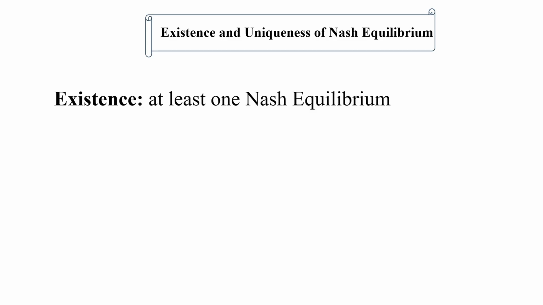Existence and uniqueness of Nash equilibrium. Existence: at least one Nash equilibrium will be played. It is proved that in any given game with a finite number of players and strategies, there is at least one Nash equilibrium, possibly in mixed strategies. This is known as the Nash existence theorem.